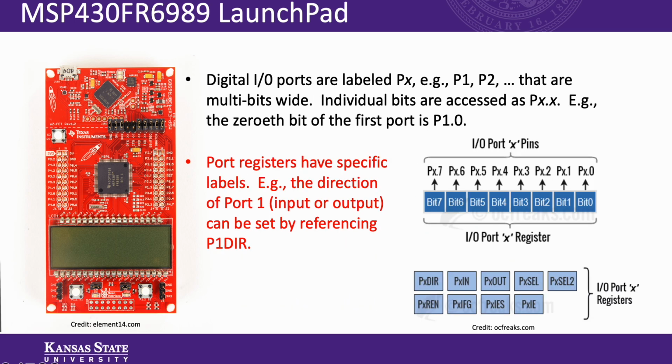The top figure in this image to the right illustrates this idea of labeling the ports and the individual bits. So PX dot something, PX dot 0, PX dot 1. If you're dealing with port 1, P1.0, P1.1, and so forth. Additionally, the port registers have specific labels, as you can see in the bottom right figure. So for example, the direction of port 1, whether you want it to be input or output, can be set by referencing P1DIR. So the X, again, is an integer there that indicates the port.